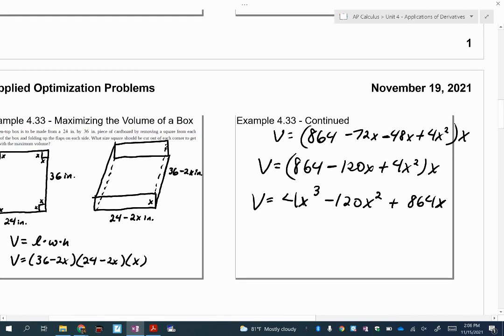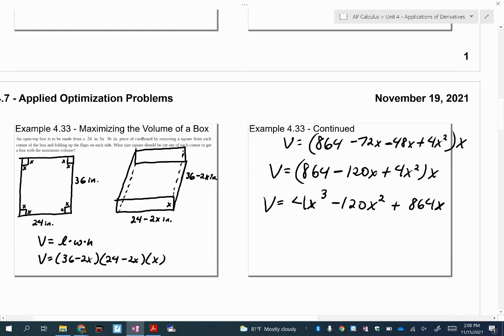Ultimately, when I look at that discussion that we had with the previous problem, before I find the critical points, I want to think about what my interval is going to be in terms of my values of x, because I can't just make x whatever I want. So in this case, if you think about it, the width is 24 inches.